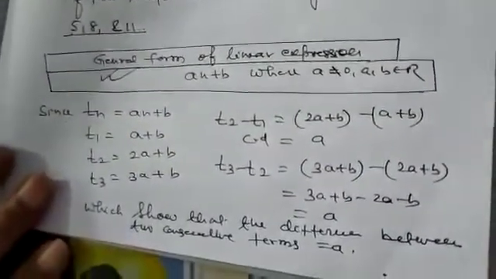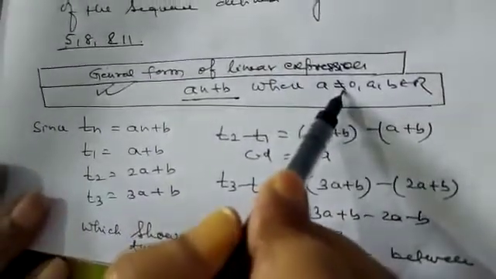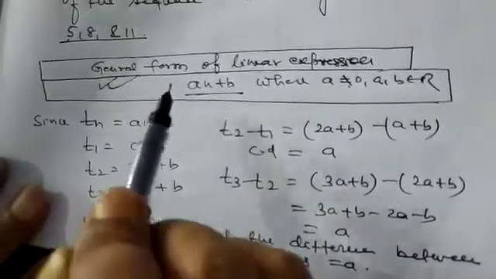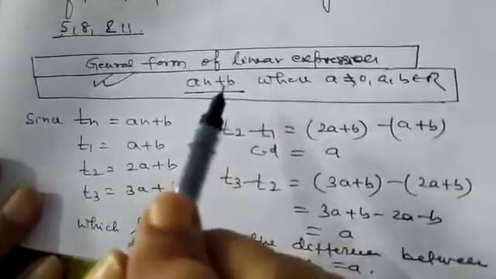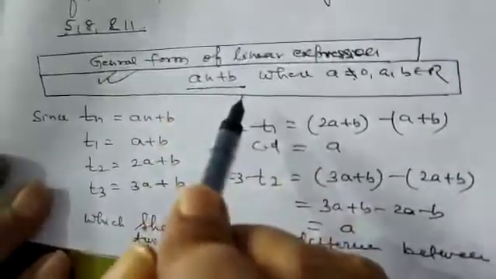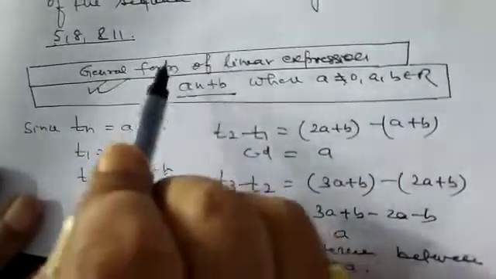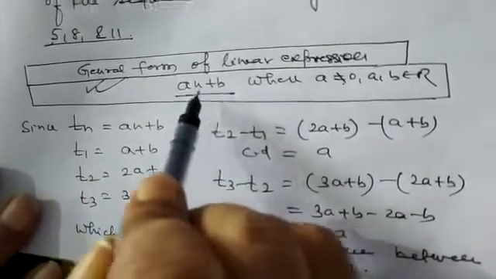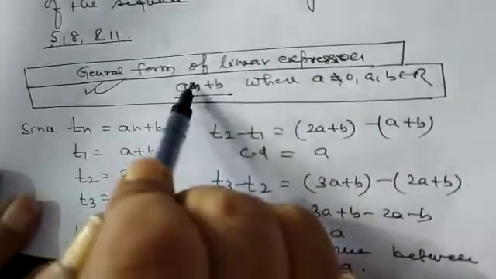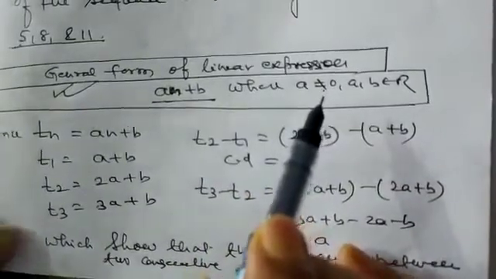The general form of a linear expression in terms of x is ax plus b, where a is not equal to 0 and a, b belong to real numbers. Similarly, the general form of a linear expression in terms of n is an plus b, where a is not equal to 0 and a, b belong to R.